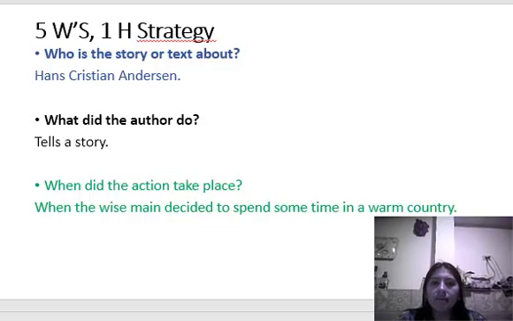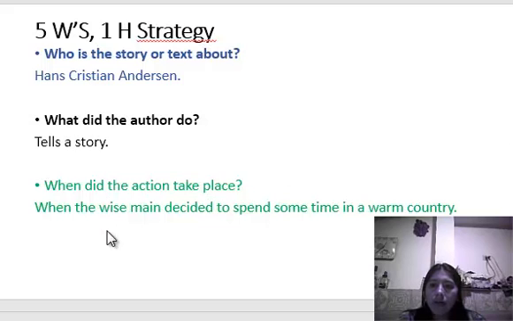As we can see in the first question, who is the story or text about? The author is Hans Christian Andersen. This information is found on the first sheet. I have it marked in blue. Then we have the following question: what did the author do? Tells a story. Well, what the author is doing in this case is telling a story. This story is for young people and adults especially.